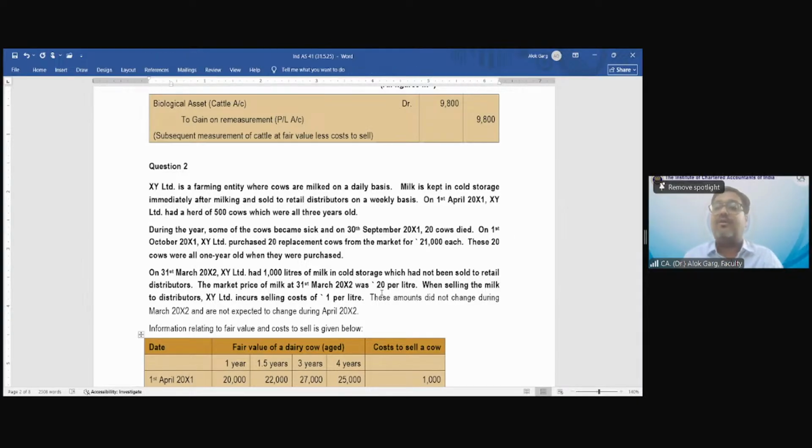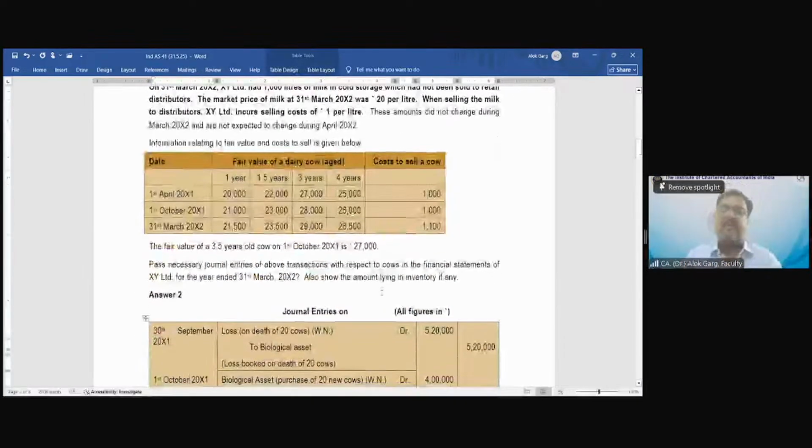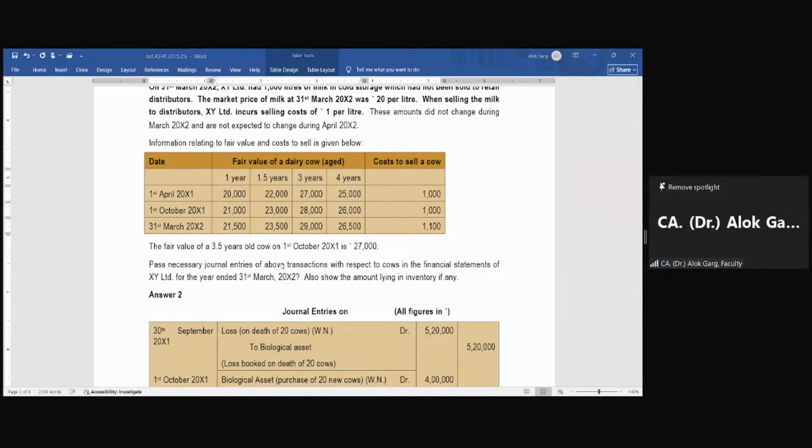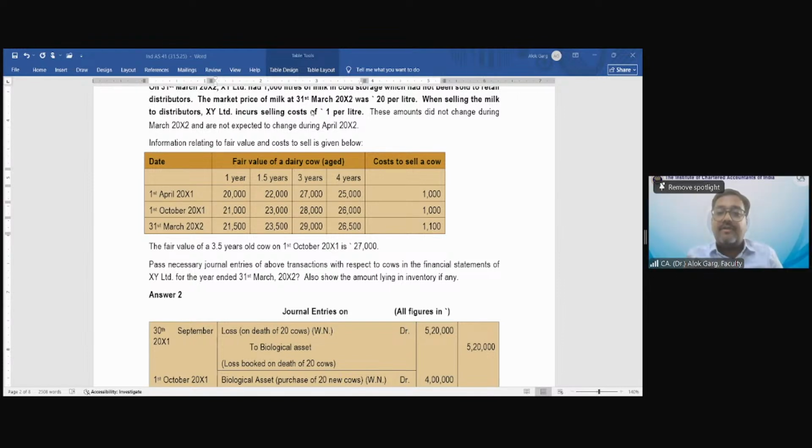Information relating to fair value and cost to sell is given below. Now some more information is given. Fair value of cow. And this fair value of cow is given for a 1 year old cow, for 1.5 year, 3 year, and 4 year.